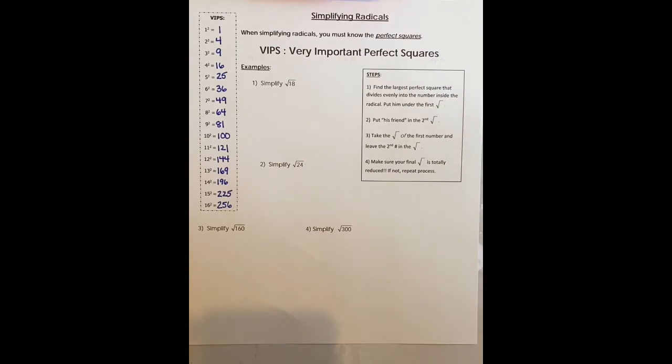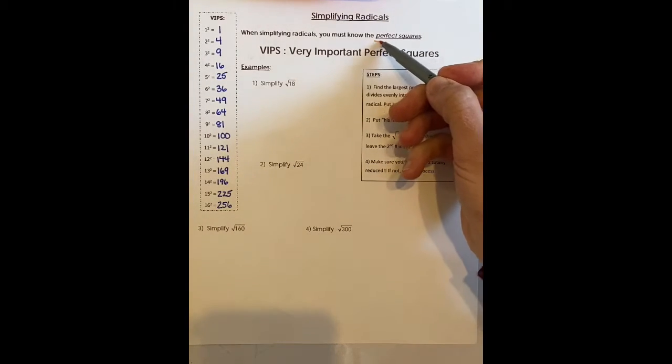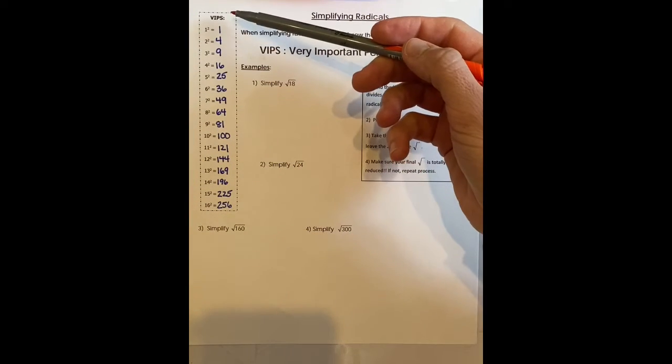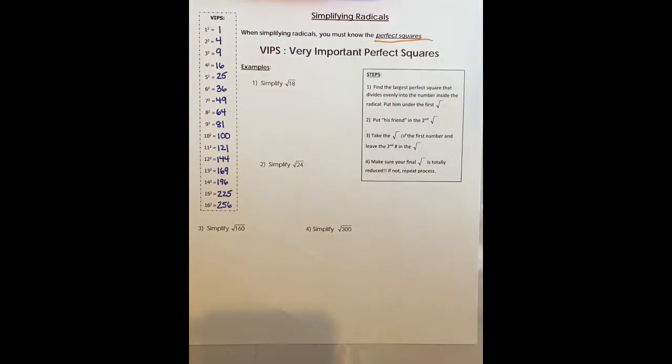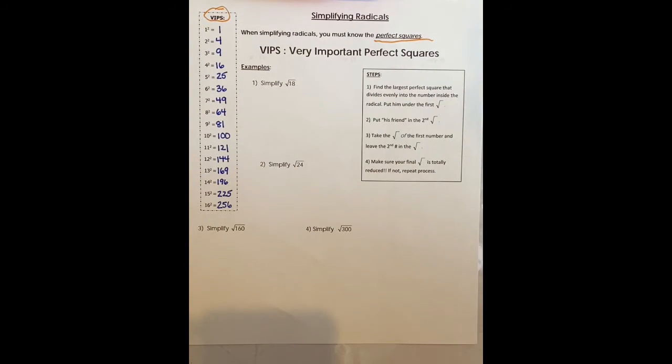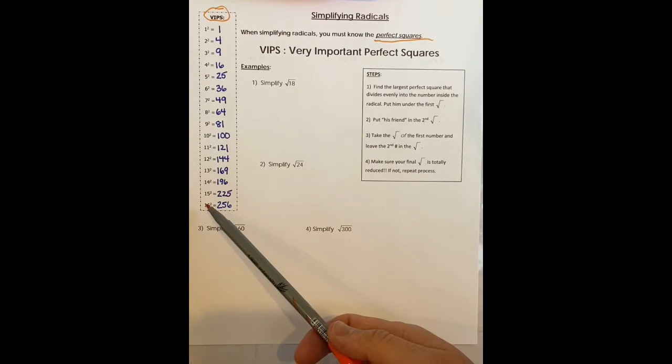So today we're going to learn how to simplify radicals where you don't have a perfect square, where you're able to take the square root of it and get a whole number. When simplifying radicals, you must know your perfect squares. On the side, we have a place where you can write down your VIPs, which are your very important perfect squares from 1 squared to 16 squared.